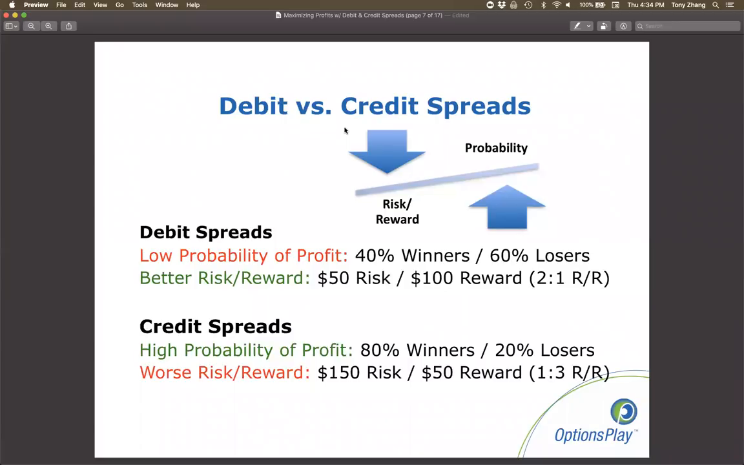So for those of you that don't trade options, I hope that this helps inspire you to consider taking a look at options as an alternative to buying stock, because there are some additional benefits: you can trade these directional strategies with limited risk.